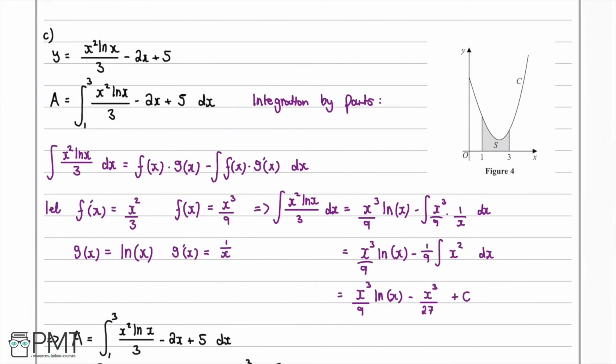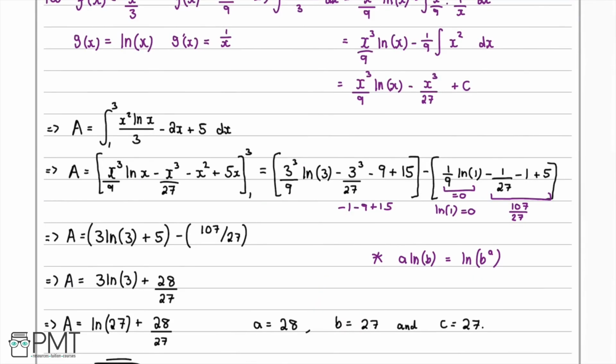Now taking a look at part C of this question, we received our first mark for knowing to do integration by parts. We then received our second mark for getting the integration by parts into this form here: x cubed over 9 ln x, take away the integral of x cubed over 9 multiplied by 1 over x. We then got our third mark for correctly integrating this and getting to this stage down here.